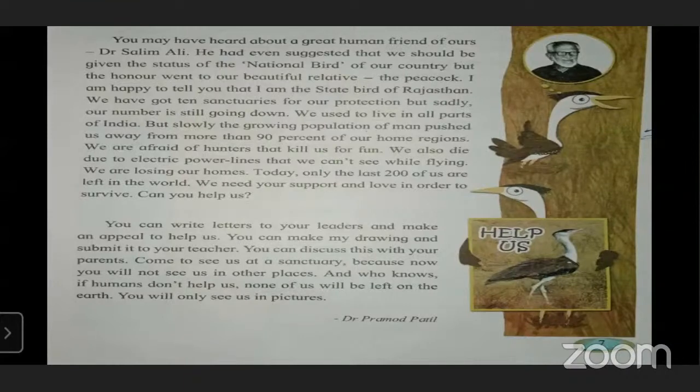We also die due to electric power lines. You can see electric power lines. Because of that, the birds go and get stuck over there. And because of that, they lose their lives, because they can't see while flying. So if electric power lines come in front, they can't see them, and because of that they lose their lives.